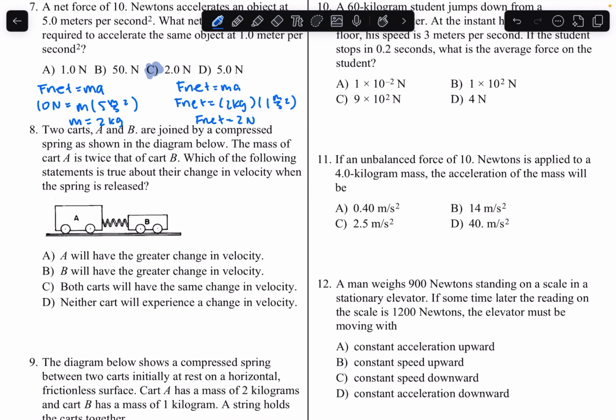8. 2 carts, A and B, are joined by a compressed spring as shown in the diagram below. The mass of cart A is twice that of cart B. Which of the following statements is true about their change in velocity when the spring is released?